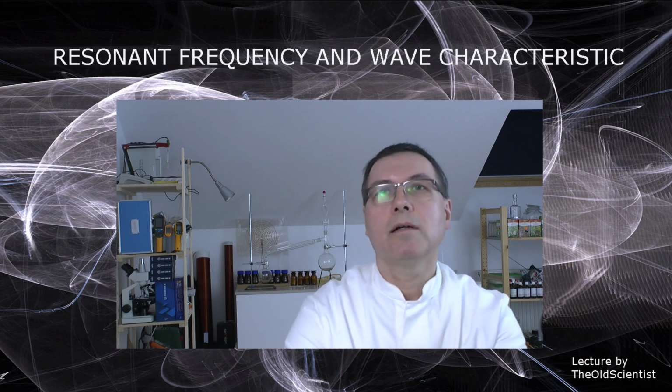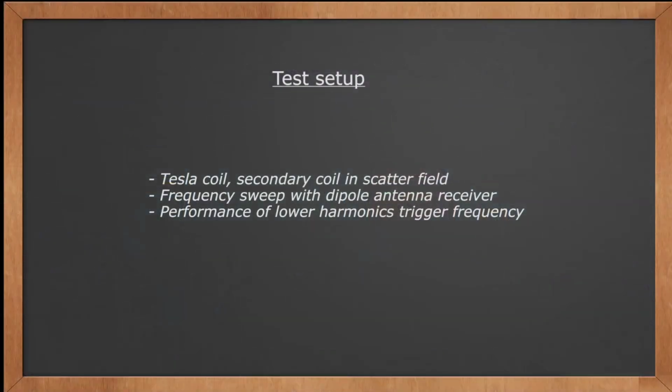Now let's look at our test. We locate a secondary Tesla coil in the center between the exciting coil and the receiving antenna. With the frequency sweep, we observe the efficiency between the excitation of the coil and its radiation. Last, we will identify what frequency is best to use for any application involving harmonics. This is based on a COP, or coefficient of performance.